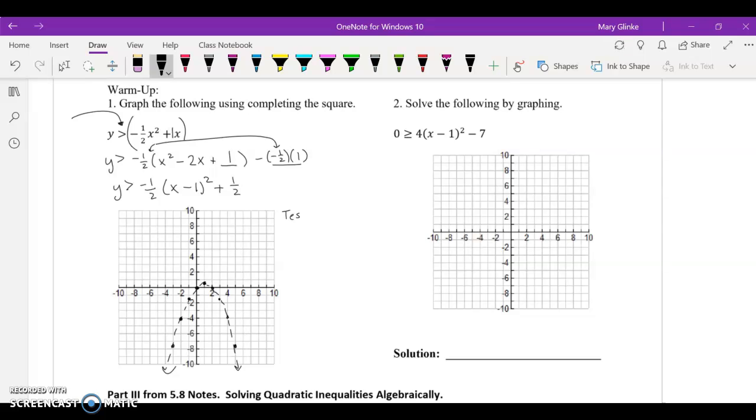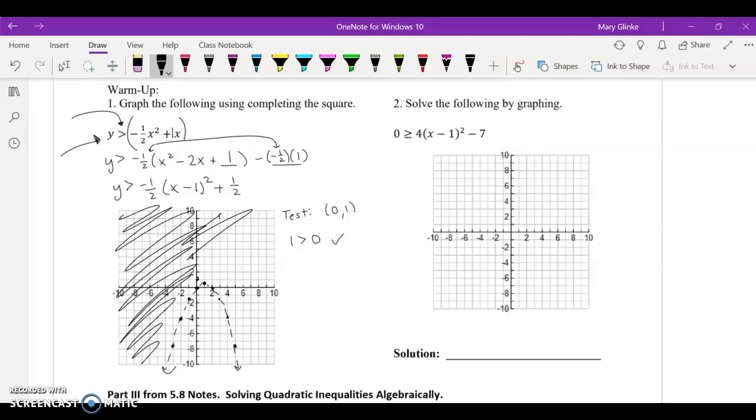So we're going to go ahead and test a point. We can test anything that's not on our graph. So we cannot test 0, 0. I'm going to go for 0, 1 instead. So y is 1, x is 0, and I just plugged it into my original equation. And you get a true statement, which means 0, 1 should be part of the shaded region. So we're going to shade outside the parabola.